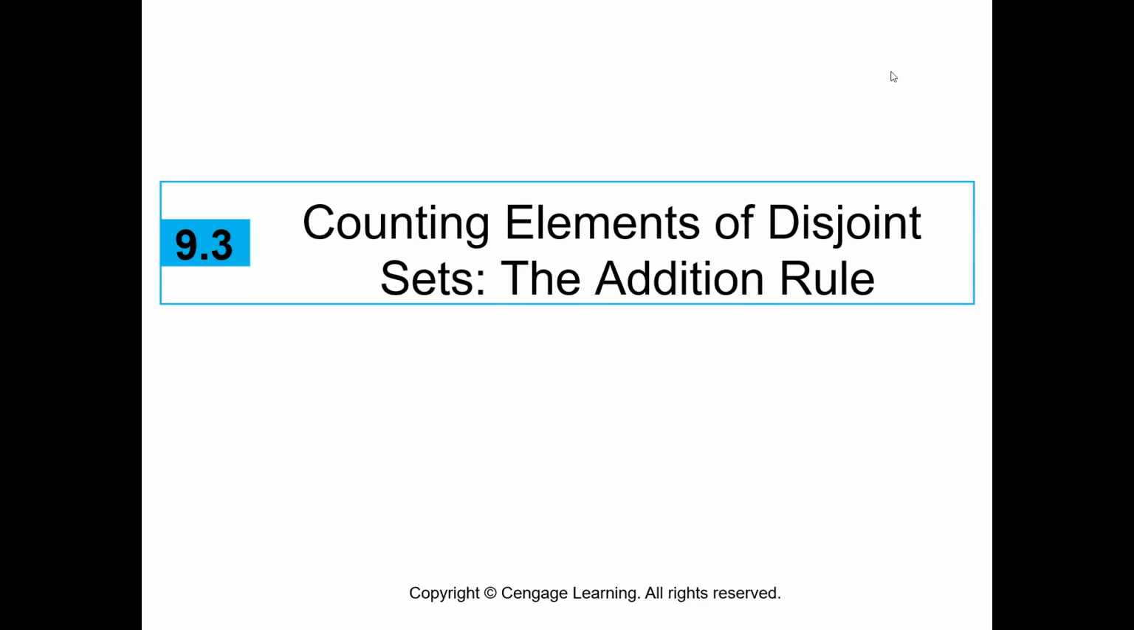All right, welcome to our third section in chapter 9. We're going to talk more about counting, specifically about counting disjoint sets. This is the addition rule.